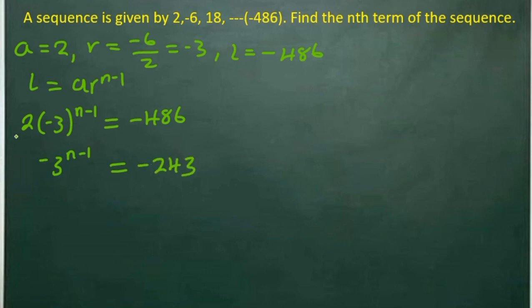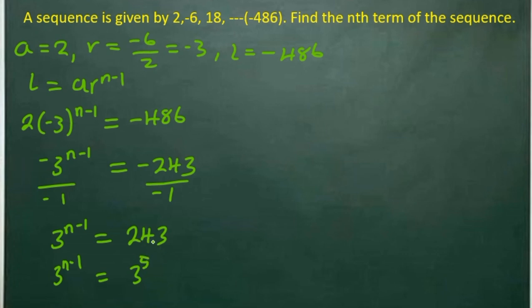Now if we divide through by 2, we are going to have minus 3 to the exponent of n minus 1 equals minus 243. Now I also want to divide through by minus 1, so that we are left with 3 to the exponent of n minus 1 equals 243. Let's express this number with base 3 and a power. So n minus 1 equals 3 to the exponent of 5. 3 to the exponent of 5 gives us exactly 243.